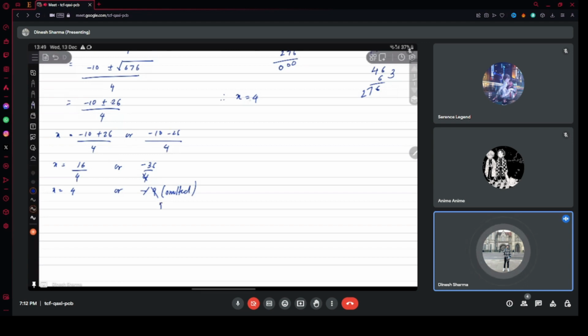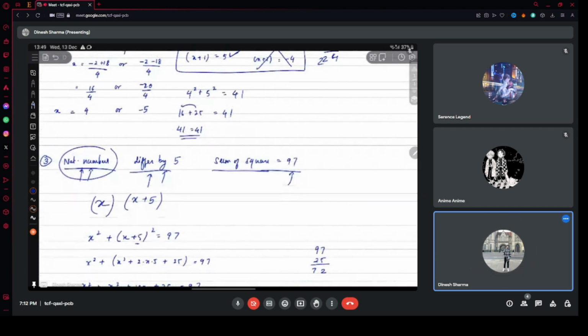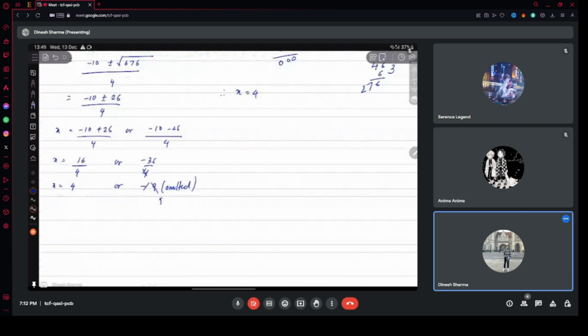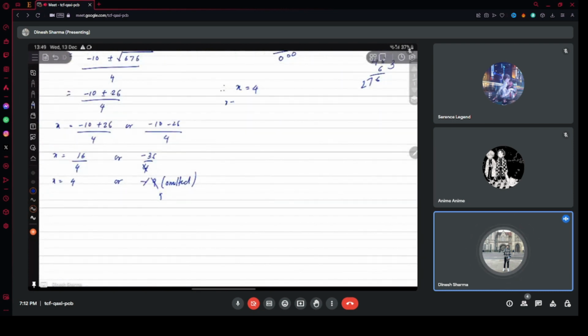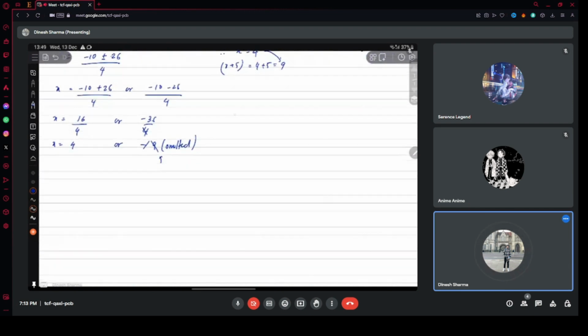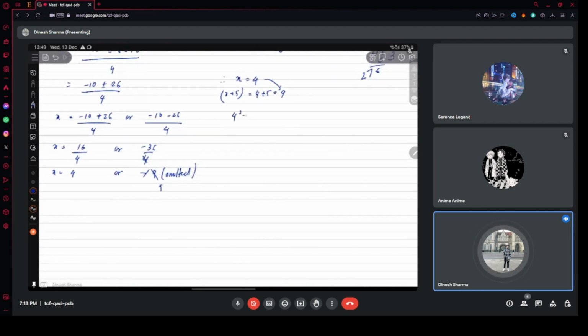So if x is 4, the next number has a difference of 5. So the next number is x plus 5. So if the first number is 4, the second number is 4 plus 5, which is equal to 9. So when you add the squares of these numbers, you get 97. So if you do 4 square plus 9 square, you should get 97. So 4 4 is a 16 plus 9 9 is a 81 equal to 97. So 97 equal to 97. This is how you do it. Okay.